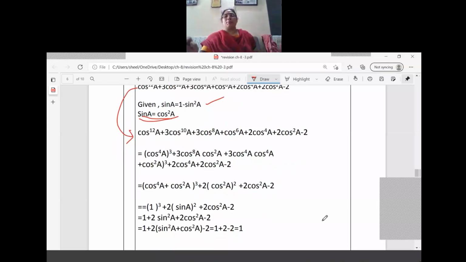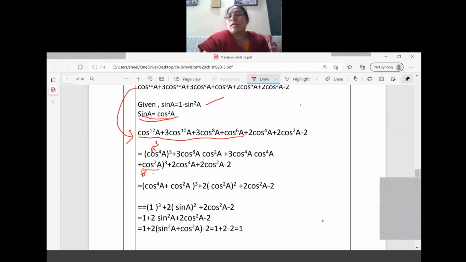Now here, you know that this 12 and up to here, these four terms we are considering first. How can we write cos raised to 4A whole cube? That means a cube form we are writing. 12 we are writing in cube form, and 6 we are writing as 2 cube, that is b cube. So these two terms are in the place of a cube, and here b cube only. Understood?